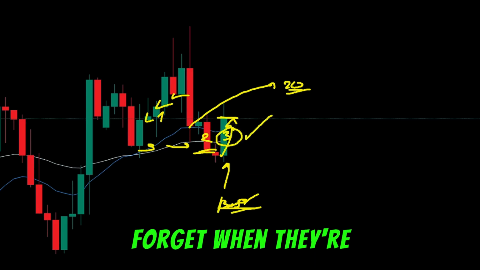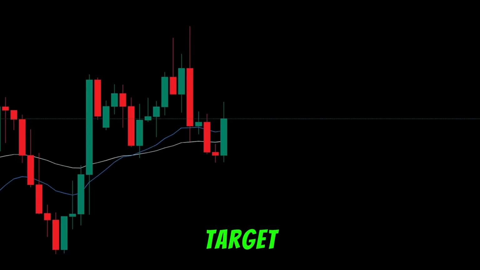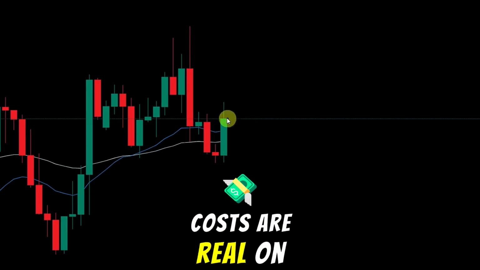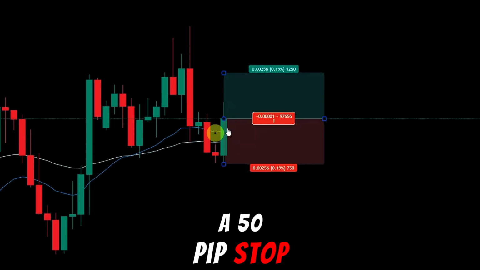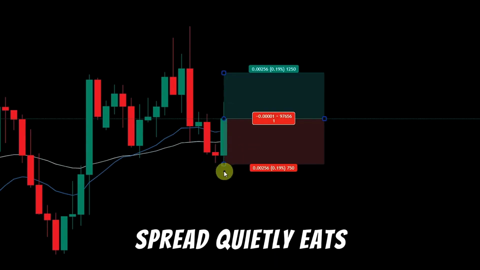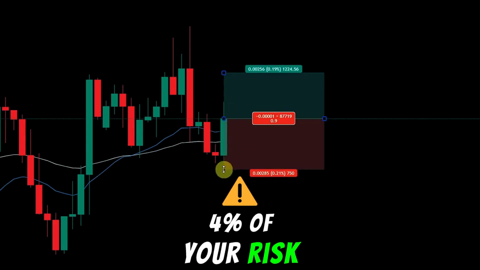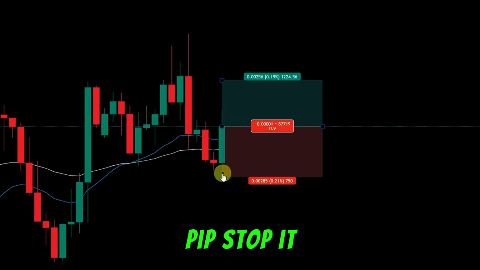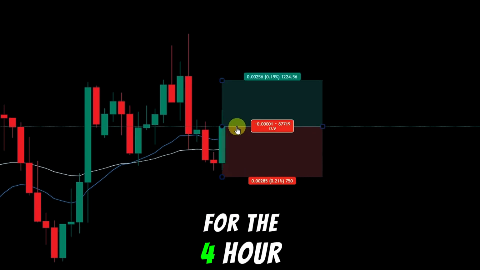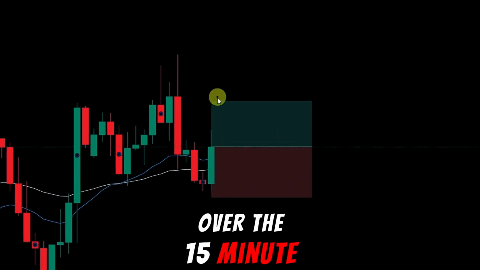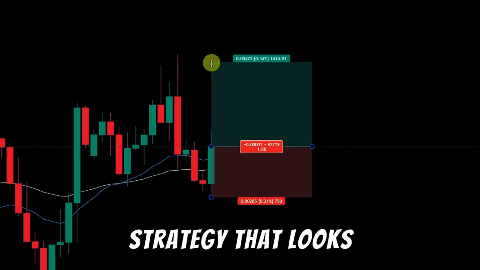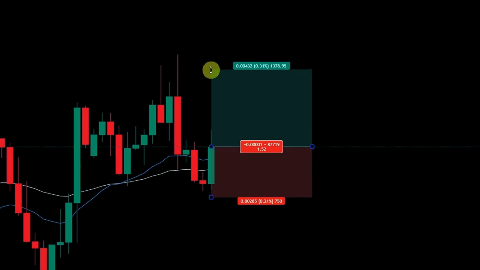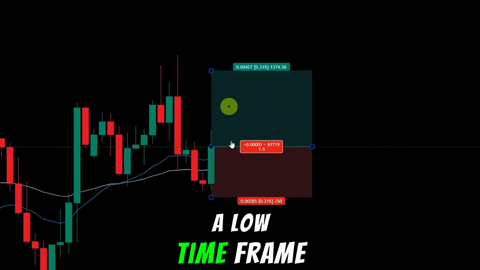One thing people forget when they're excited about a 2-to-1 target: costs are real. On a 50-pip stop, a 2-pip spread quietly eats 4% of your risk before the market has moved. On a 10-pip stop, it eats 20%. That's the hidden argument for the 4-hour over the 15-minute, and why a strategy that looks profitable on paper can bleed out on a low time frame.